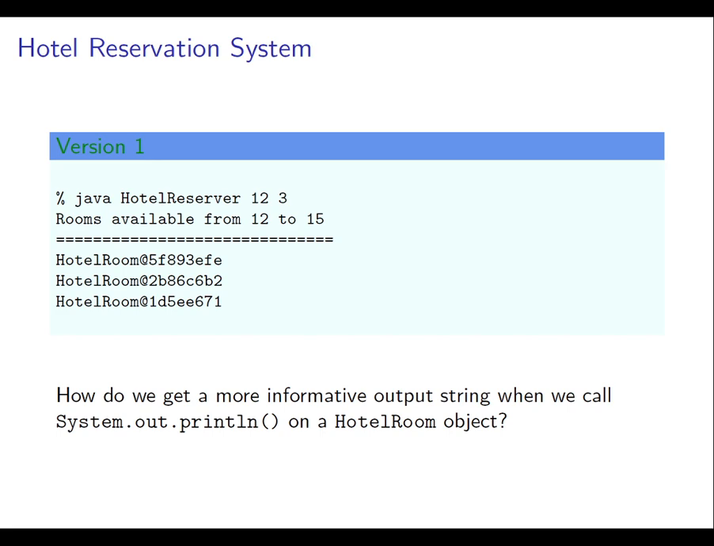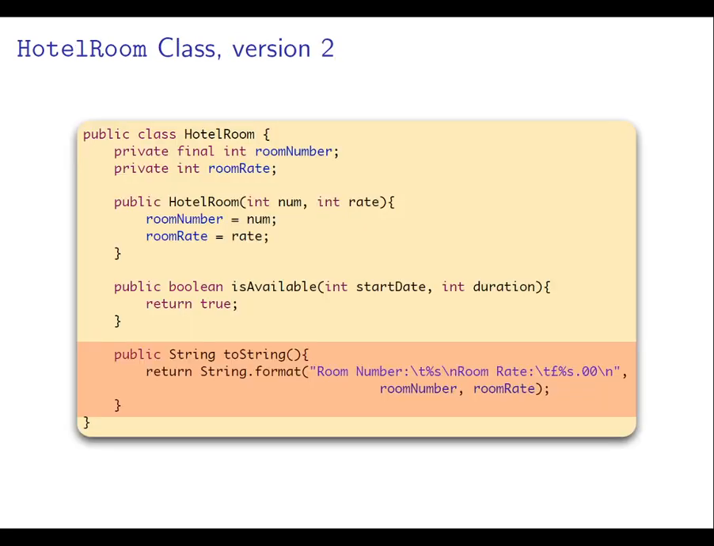How are we going to do that? So this is the result of calling system.out.println on each of the 3 hotel room objects. What we have to do is write a toString method. That's how Java handles these things. Any object in Java understands the toString method, but what it does in response to the toString message may not be what you want it to do.